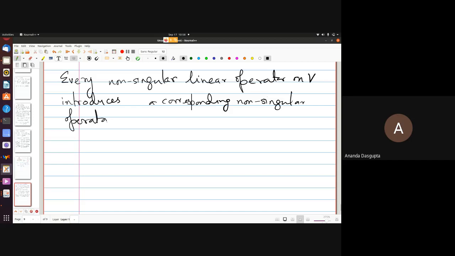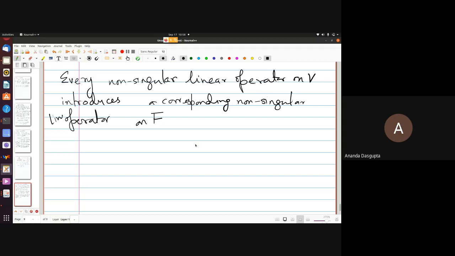So this is our central result, that given the space V, which is a linear vector space, it has non-singular linear operators acting on it. And corresponding to every such non-singular linear operator, there is a non-singular linear operator. Of course, I didn't say linear, but that's always what we mean. Linear operator acting on F. And this, by the way, has nothing to do with group representations. This is a general result in vector space theory.